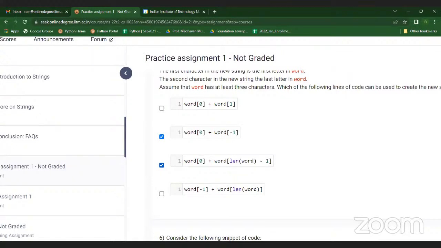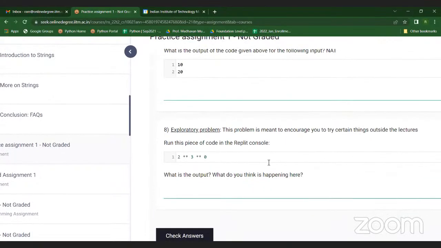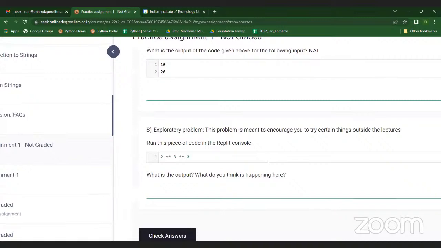Is it clear? Yes, and sir, regarding the last question in this practice assignment itself, number 8, the solution said we take from right to left for these types of operators. Suppose we have a mixture of plus, minus, divide, multiply, and exponential operators, we take from right to left. First we do it based on the precedence, and after that we go from right to left.